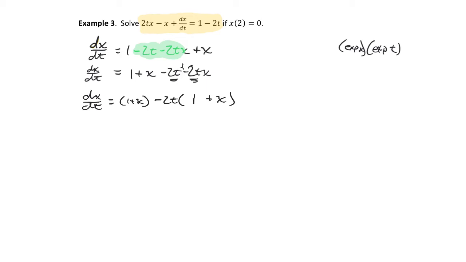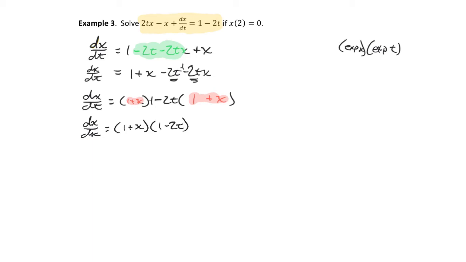Okay, so now I see a common theme of 1 plus x in these two guys. And so I'm going to factor that out. And again, we might want to go back in here and put a multiply by 1 just so I can see it. If I factor out the 1 plus x, we get 1 plus x multiplied by 1 minus 2t.